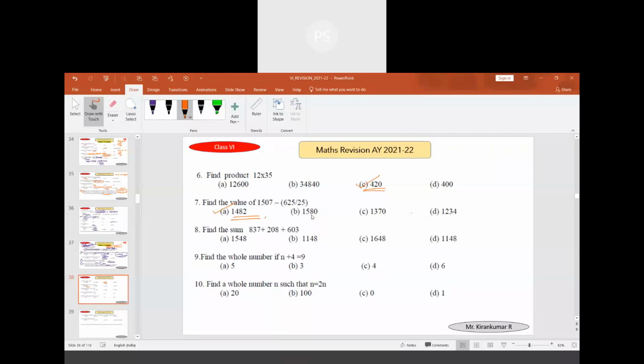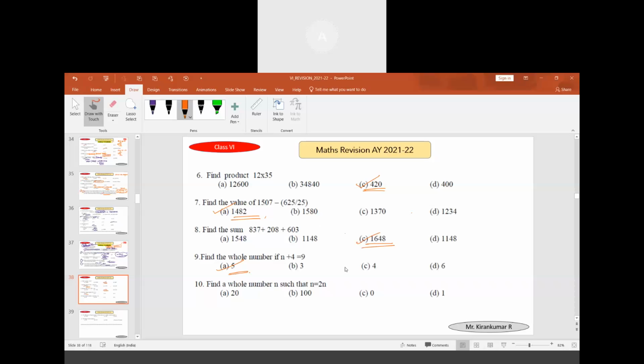Very good. And what is the sum of this? There are 3 different numbers. We need to add them. 837 to be added to 1,648, plus 603. No, there is addition here. 1,648 plus 603. How much will it be? Option C.